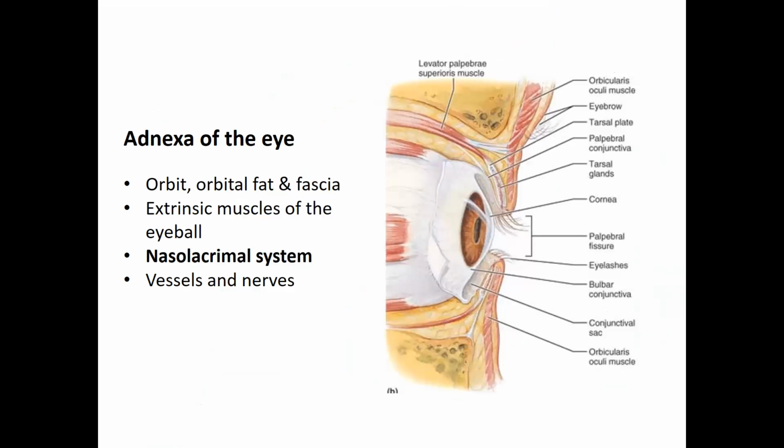Then in addition to the eyeball, we also have certain supporting structures with the eye, which support the function of the eye and the integrity of its tissue. These are called adnexa, and they include the orbital space and the fat which is present, the connective tissue layers, and the extrinsic muscles of the eyeball, which are 7 in number. 4 of them are the straight muscles: medial, lateral, dorsal, and ventral straight muscles. And 2 of them are the oblique muscles, the dorsal and ventral oblique muscles.